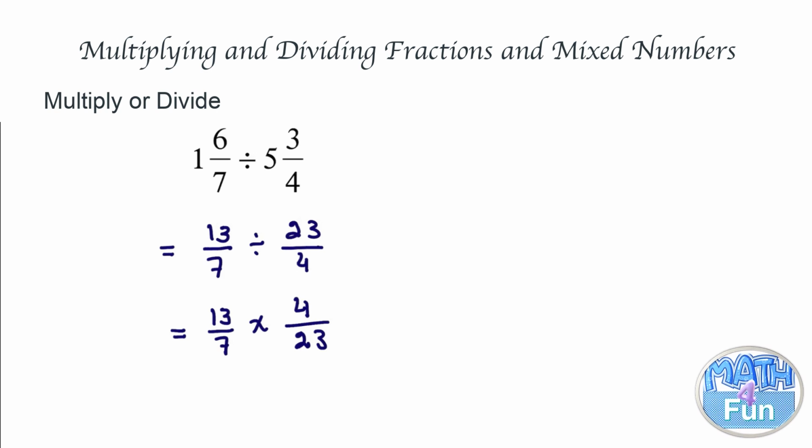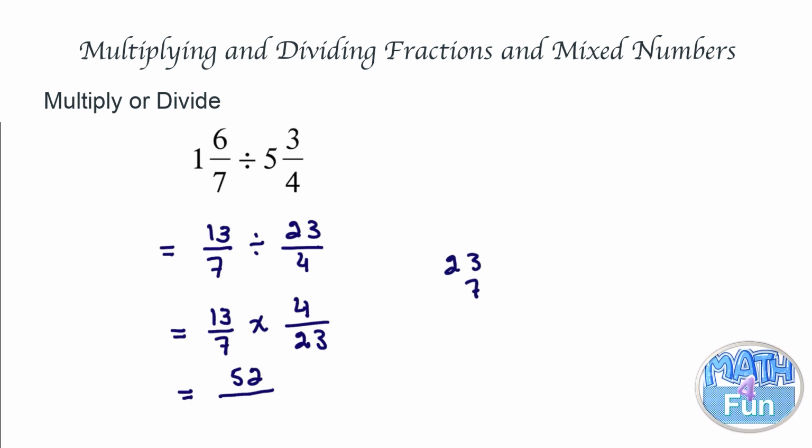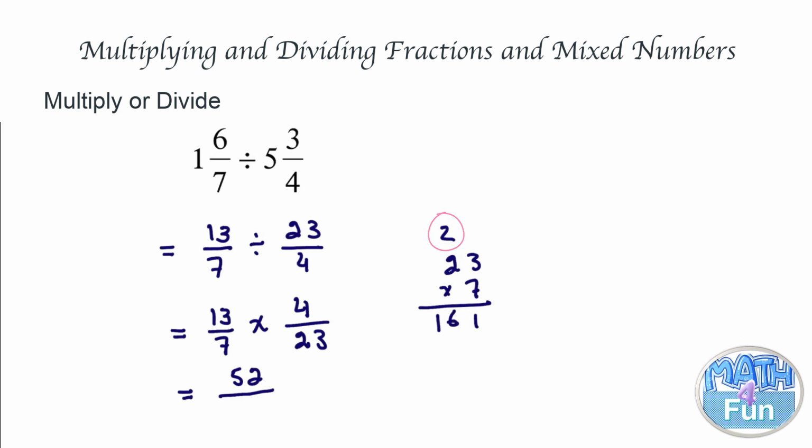Now 13 and 7 cannot be simplified. 13 and 23, same. 4 and 7, we cannot. 4 and 23, we cannot. So we write equal, and we multiply 4 by 13, which is 52, and 7 times 23. If you don't know how to do it mentally, write 23 times 7. 7 times 3 is 21. 7 times 2 is 14. And we have 2 here, which is 16. So the answer is 161. So the answer here would be 52 over 161.